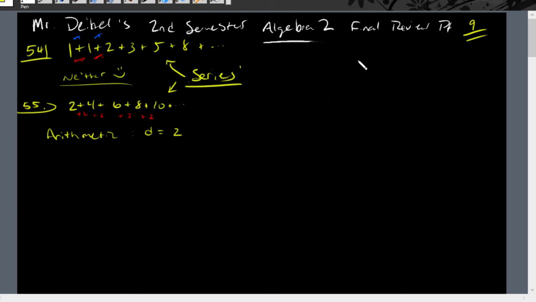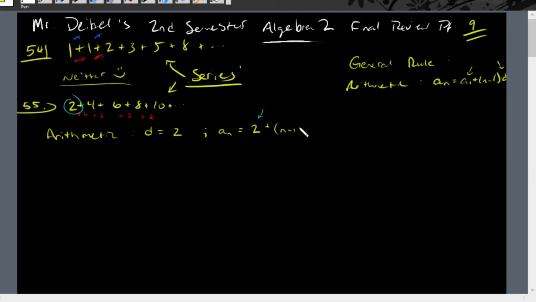So the general rule, we just had a test over this, the general rule for arithmetic sequences is a sub n equals a sub 1 plus n minus 1 times d. All you have to do is plug in a sub 1 and d. So a sub n equals a sub 1, and that is the first term, which is 2. So you get 2 plus n minus 1, that can stay n minus 1, times d, and d is 2. This is your general rule. I will accept this as a general rule.